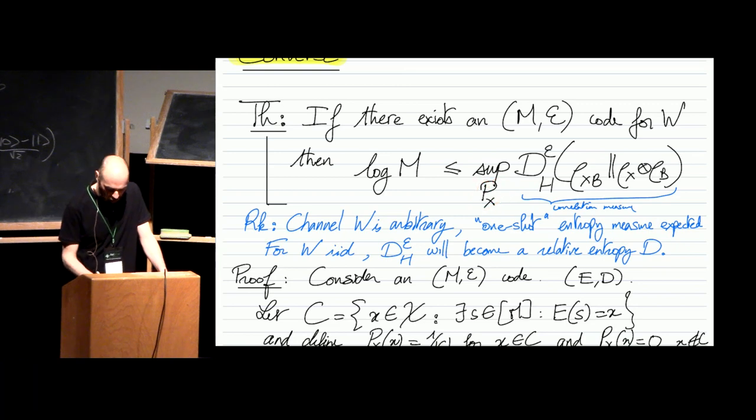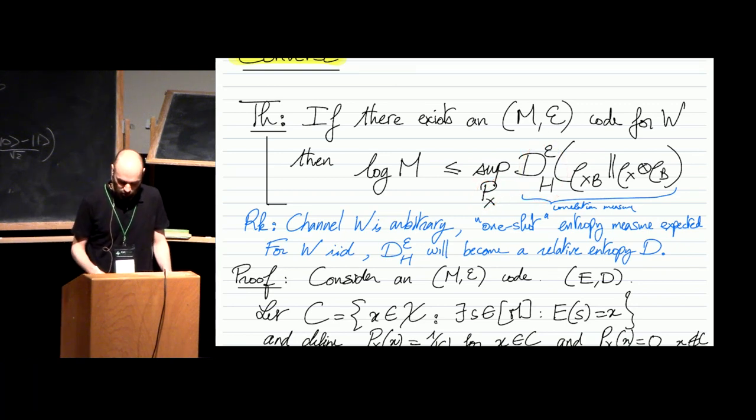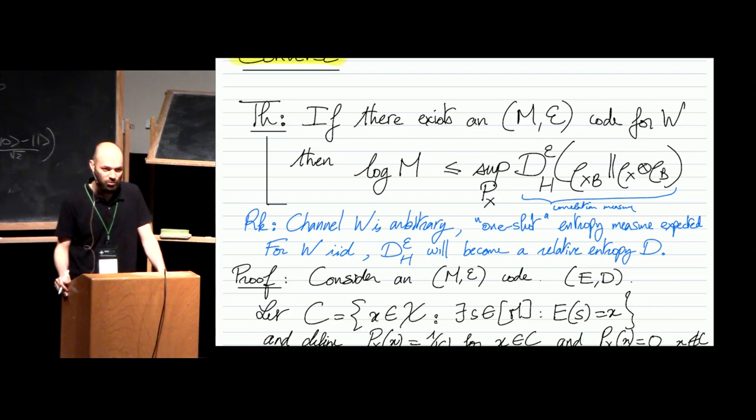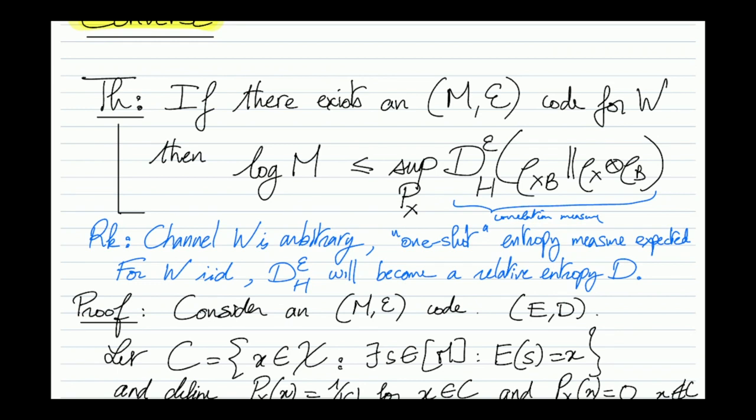Recall D epsilon H, what is it? I want to distinguish between rho XB and rho X tensor rho B. Recall I have two types of errors, type 1 error and type 2 error. I fix the type 1 error to be at most epsilon, and I look at what is the minimum type 2 error that I can achieve. D_H is minus log of this probability of error, so you should take it as a big number, and you can interpret it in terms of bits.